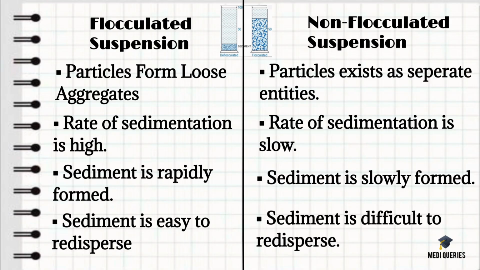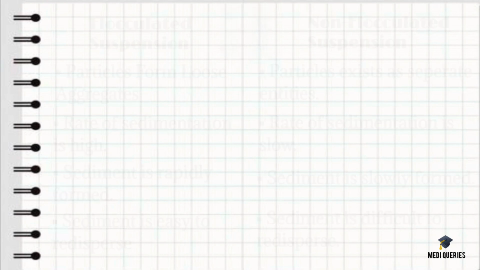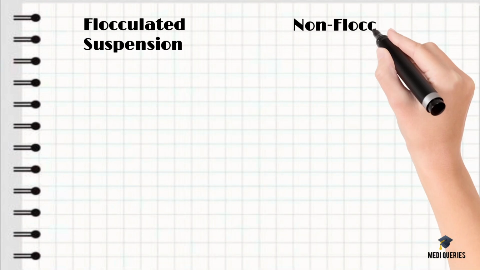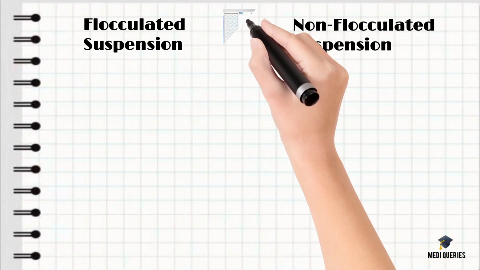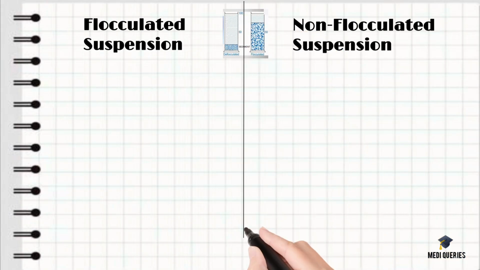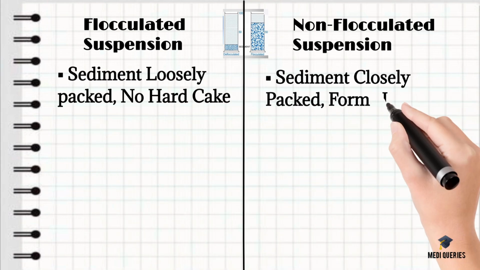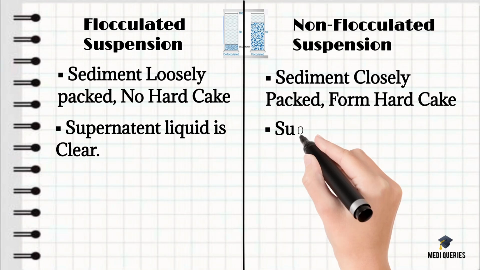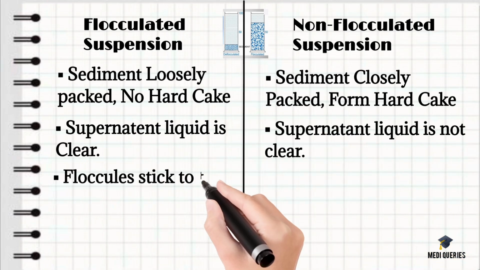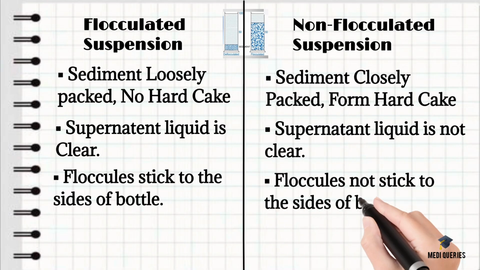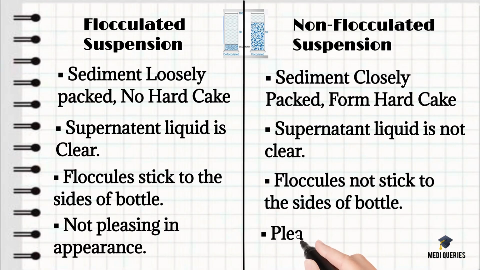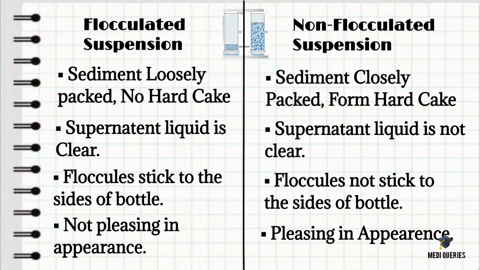The sediment is easy to redisperse in the flocculated one. The sediment is difficult to redisperse in the non-flocculated one. The sediment is loosely packed and does not form a hard cake here, and the sediment is very closely packed and forms a hard cake in the non-flocculated one. The supernatant liquid is clear here, whereas in the non-flocculated one, the supernatant liquid is not clear.